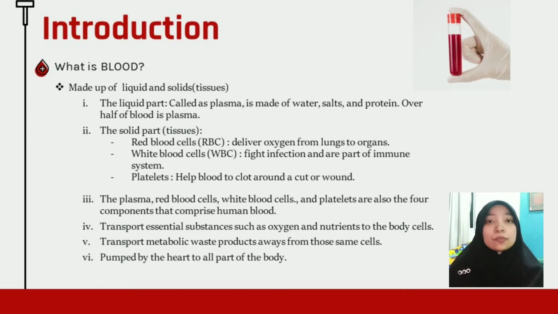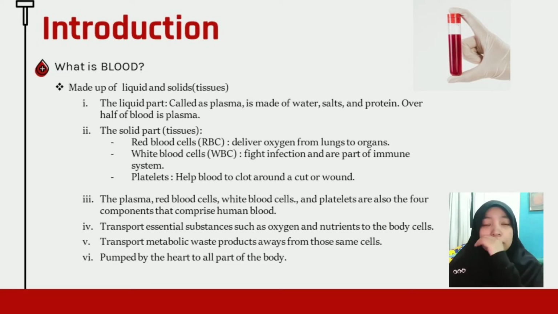Okay, now let's move to the introduction of this case study. First, what is blood? Blood is something that is essential for all living things. It is made up of liquid and solids. The liquid part is called plasma. Plasma is made of water, salt, and proteins. Over half of blood is plasma. For the solid part, there are three components, which are red blood cells, white blood cells, and platelets.